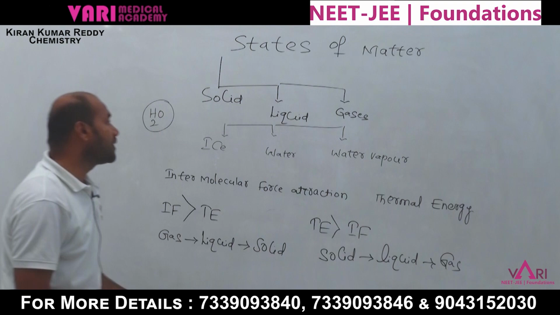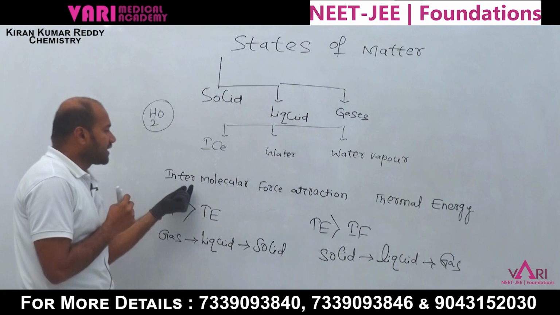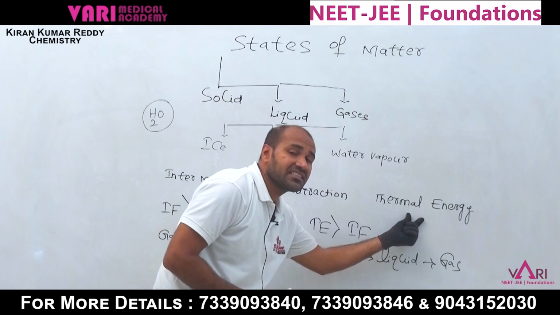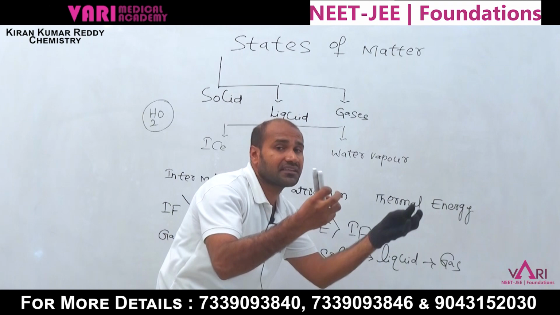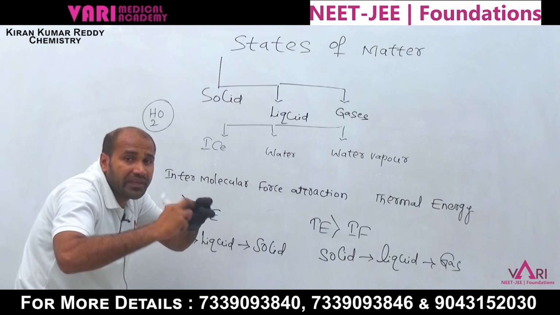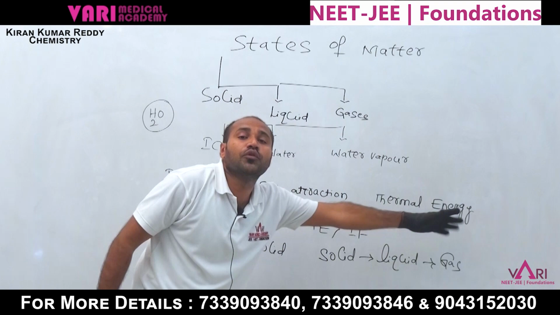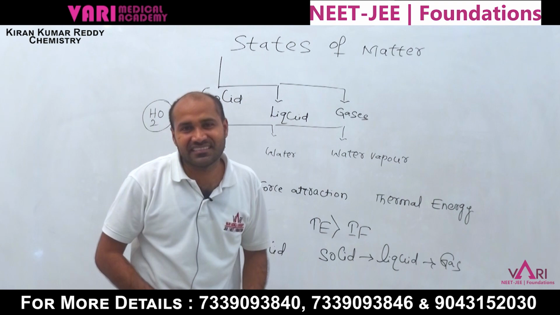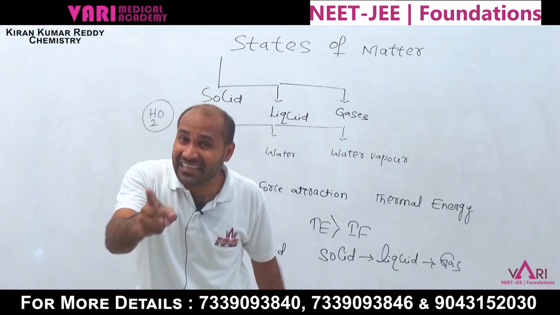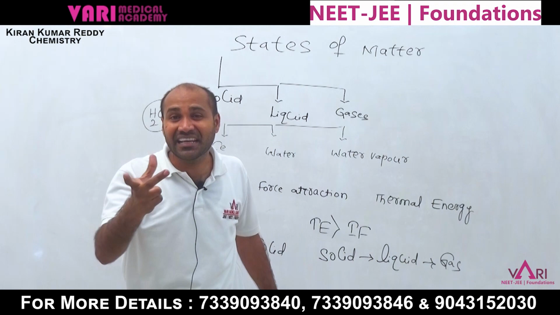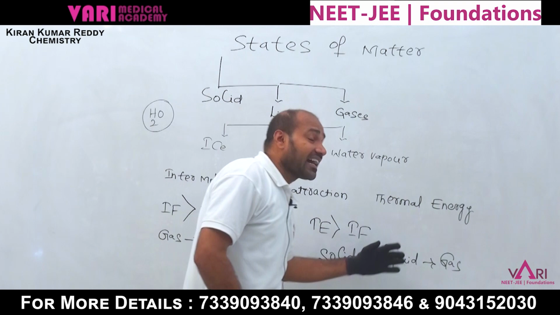Now, there are two types of interaction. One is intermolecular force of attraction. Another one is the thermal energy. This thermal energy is responsible for the molecules being far apart, and intermolecular force of attraction keeps them very close to each other. In thermal energy, the molecules have no potential energy. Ideal gases have no potential energy, only kinetic energy. Real gases have potential energy and kinetic energy, because in real gases intermolecular force of attraction is present, but in ideal gases there is no intermolecular force of attraction.